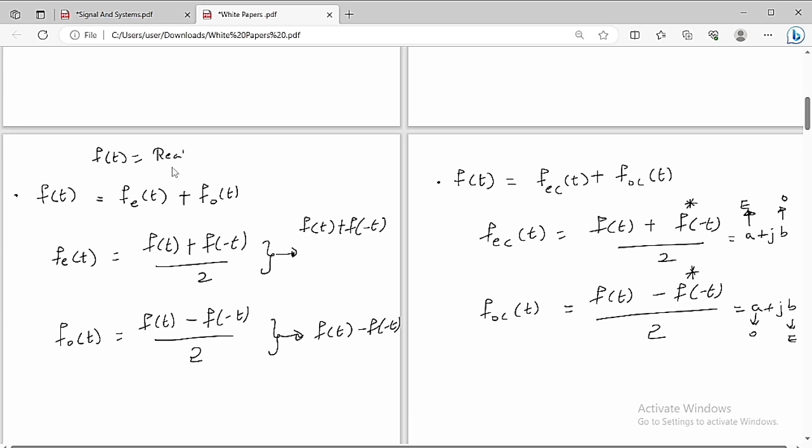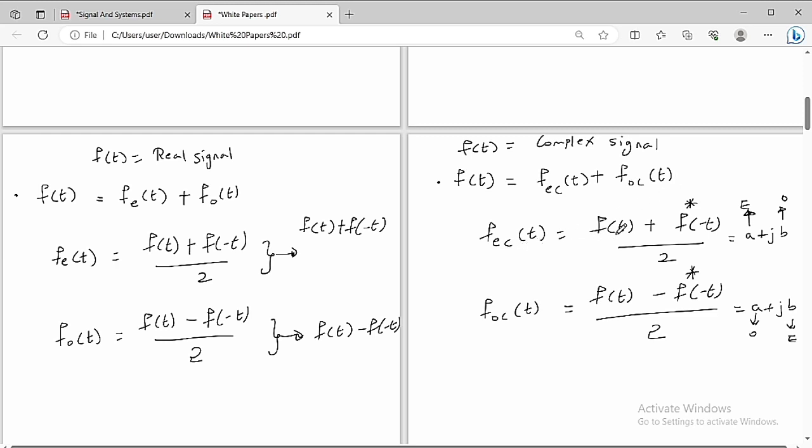Here f of t is the real signal, but here f of t is the complex signal. So this part you always have to put in the map. In the previous case, f of t is the real signal and here f of t is a complex signal. So f of t is equal to even conjugate signal plus odd conjugate signal.